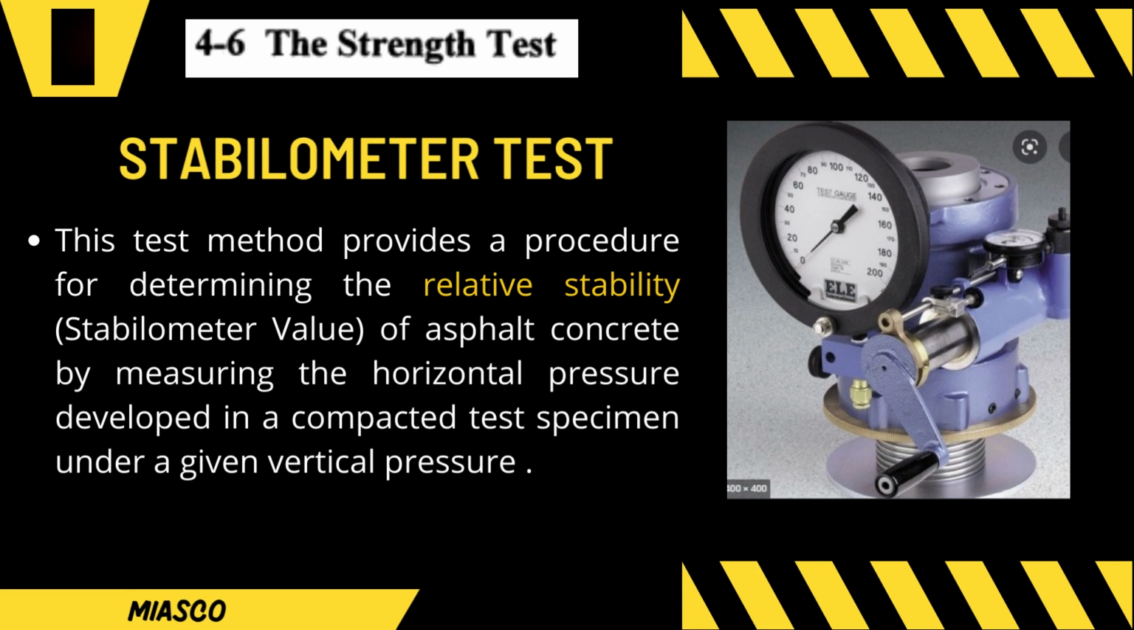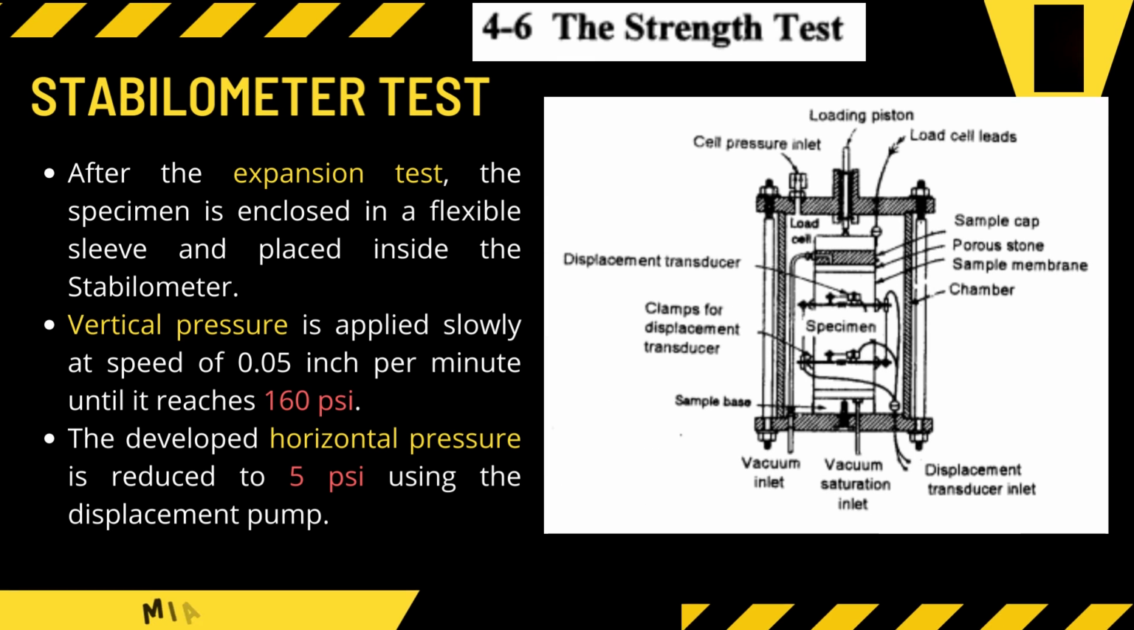Stabilometer test. These test methods provide a procedure for determining the relative stability value of asphalt concrete by measuring the horizontal pressure developed in a compacted test specimen under a given vertical pressure. After the expansion test, the specimen is enclosed in a flexible sleeve and placed inside the stabilometer. Vertical pressure is applied slowly at a speed of 0.05 inch per minute until it reaches 160 psi.